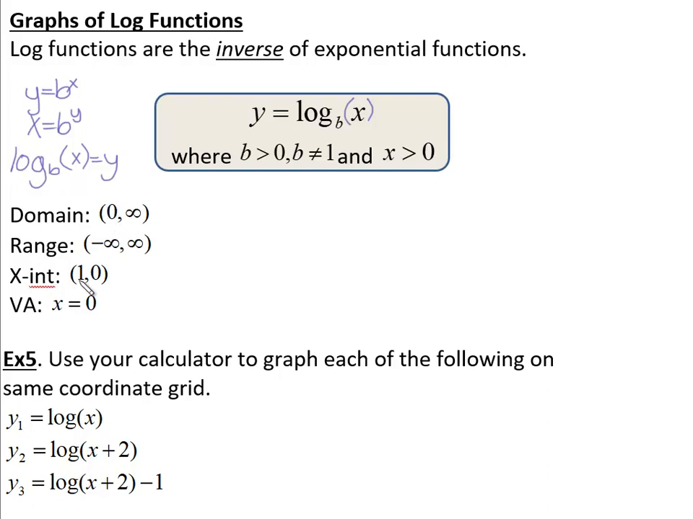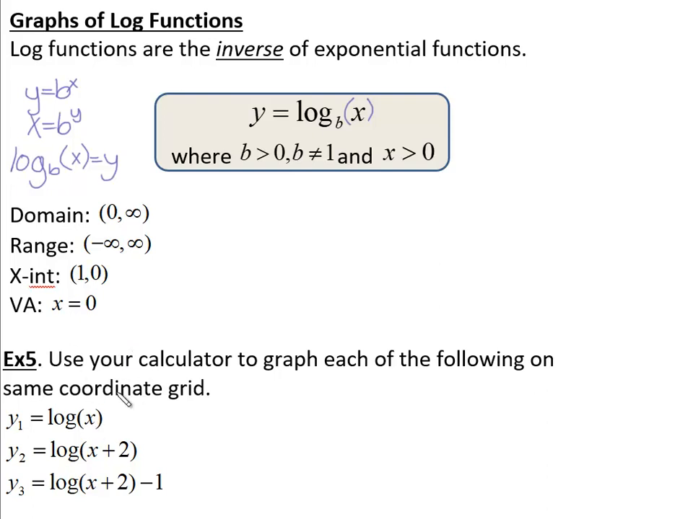Instead of having a y-intercept at 0, 1, we now have an x-intercept at 1, 0, swapping x and y. And instead of a horizontal asymptote at y equals 0, it's now a vertical asymptote at x equals 0. The y-axis is our vertical asymptote.